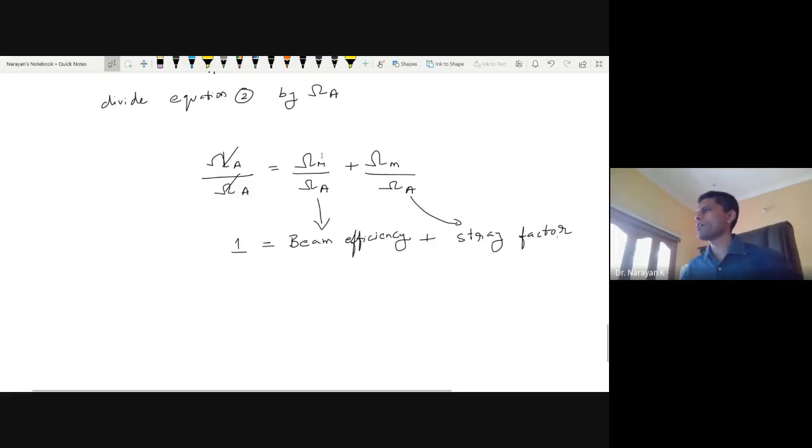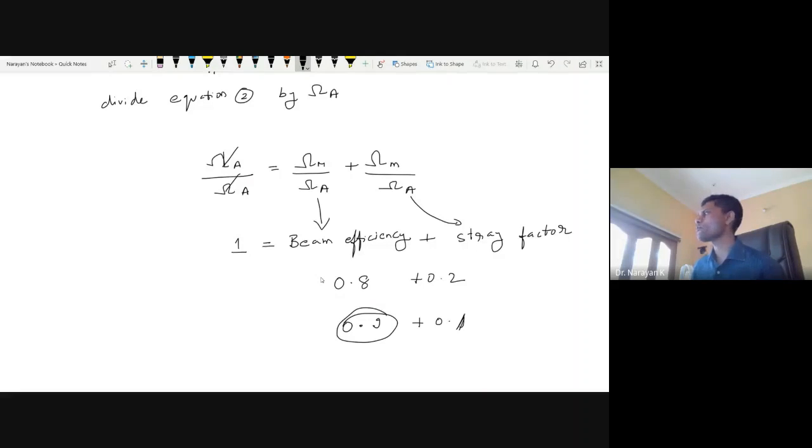So the major lobe area by total area, if it is 80% and the stray factor is 20%, 80 plus 20, it will be 1. This is just an example: 0.8 plus 0.2, total will be 1. So if you want to increase the beam efficiency, increase the major lobe area. Suppose we make this 0.9 plus 0.1. Your beam efficiency is 90%, and that 90% is contributed by increasing your major lobe area and reducing the stray factor, which can be reduced by reducing the area under the minor lobe.